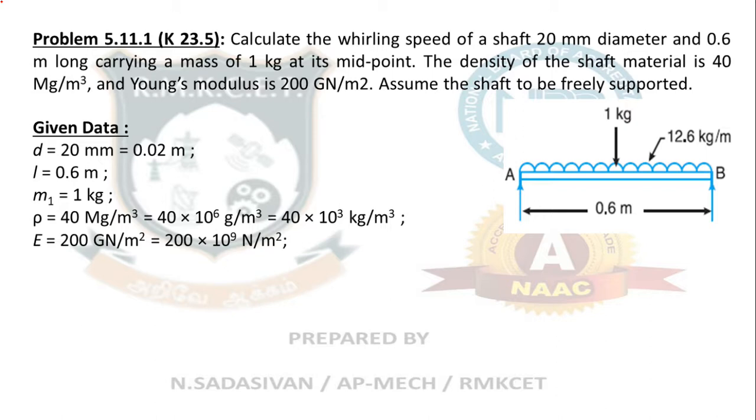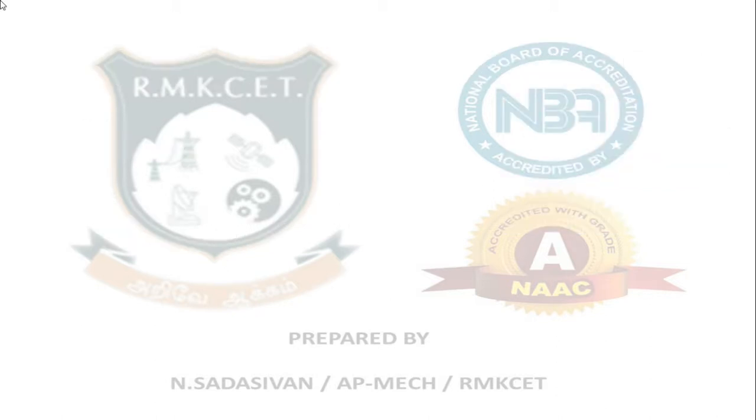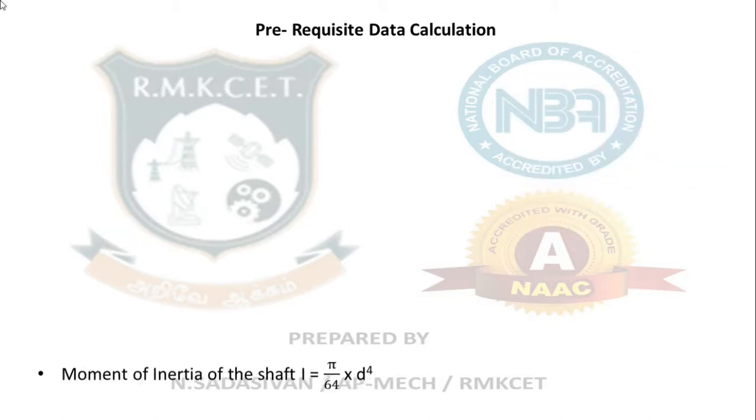Have a good look at the diagram. So simply supported beam with UDL. The dead load is given here. Density of the shaft is given. With that we are going to use static deflection also in this formula. Okay. So first let us calculate the pre-required data.